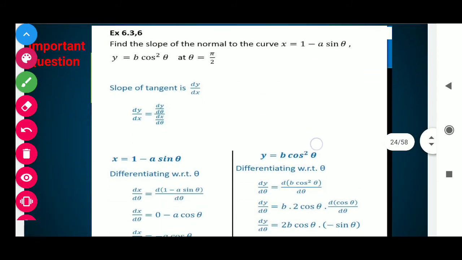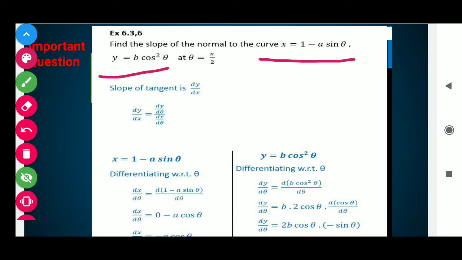And here is the next question, question number 6. This is also important. Find the slope of the normal to the curve x equals 1 minus a sin theta and y equals b cos square theta at theta equals 90. Students, you can see x and y are both variable in the form of theta, and these equations are in parametric form. Here theta is the parameter and theta is given as 90 degrees. This is a similar question.